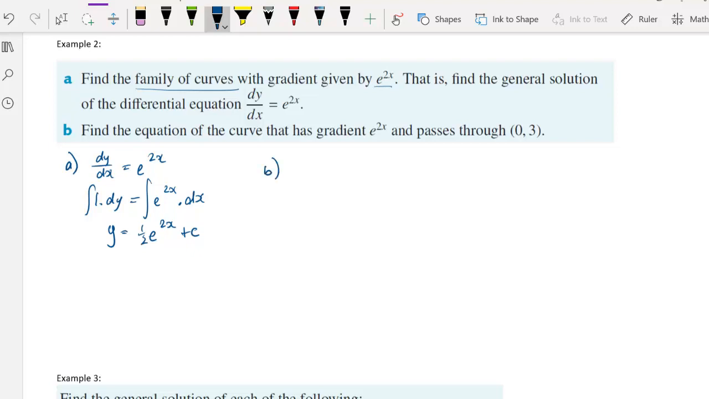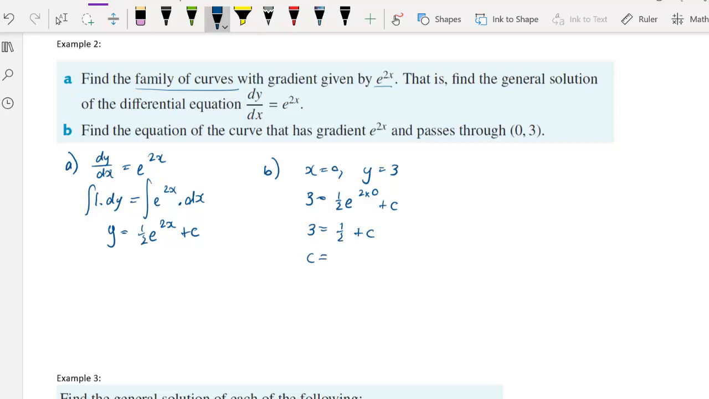When we look at b, find the equation of the curve that has a gradient e to the 2x and passes through 0, 3. So all it's saying is that we're taking this general solution, and now we know that when x is equal to 0, y is equal to 3. So we can use that to find a particular or a specific solution. So 3 is equal to 1/2 e to the 2 times 0 plus c. 3 is equal to, that becomes 1/2 times 1, so 1/2 plus c.